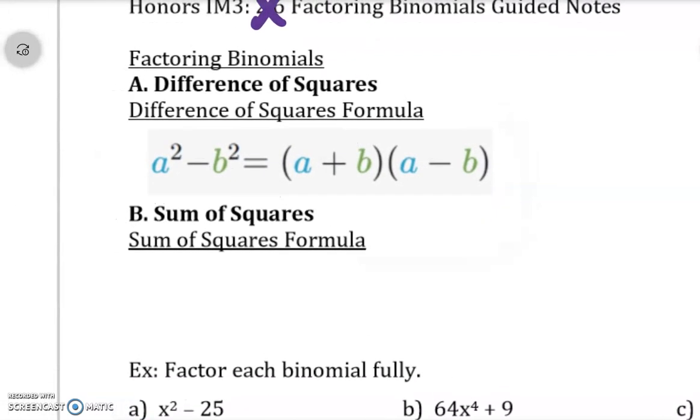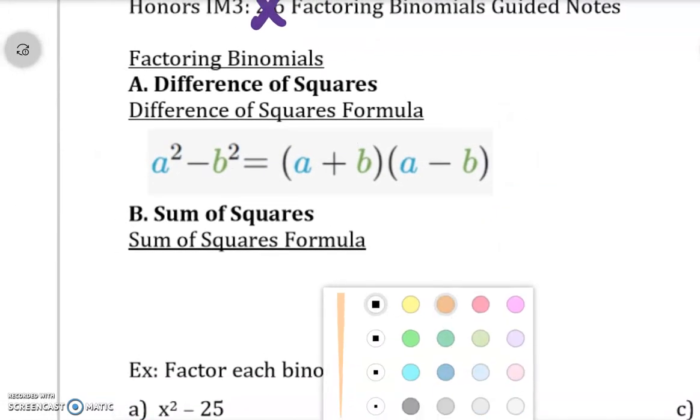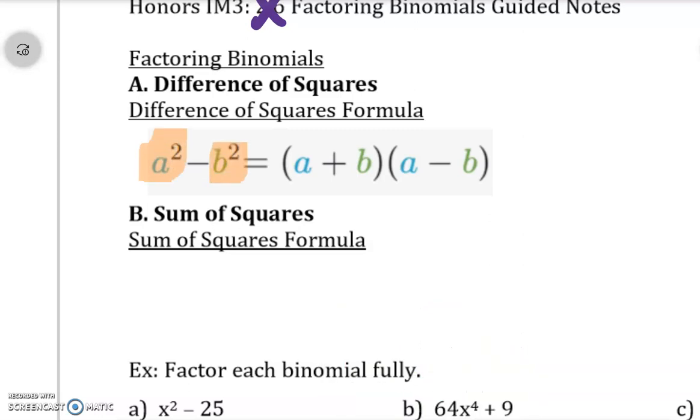When we have a difference of squares, so for example, a squared and b squared are both perfect squares, and we have a difference, which is subtract, it's always going to factor out to be a, which is the square root of a squared, plus b, the square root of b squared, times a minus b. Always.